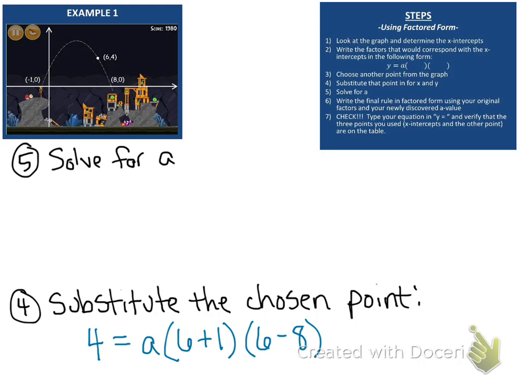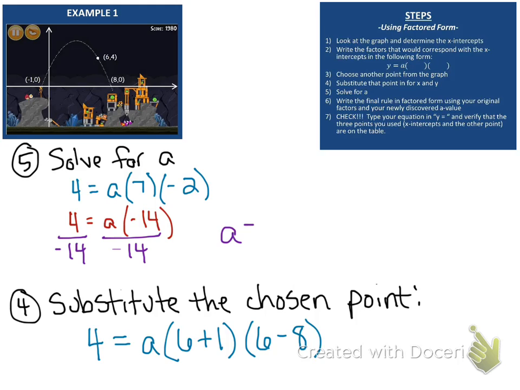The next step is to go ahead and use that equation to solve for a. I'm going to rewrite that equation now and go ahead and do what's in the parentheses. 6 plus 1 gives me 7. 6 minus 8 gives me negative 2. Next I'll multiply 7 and negative 2 to get negative 14. And for my last step to isolate a, I will divide both sides by negative 14. So that gives me this fraction. Our a value is going to be 4 over negative 14.